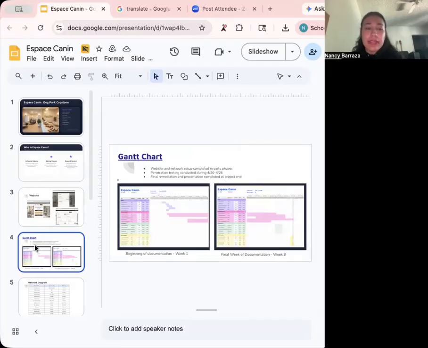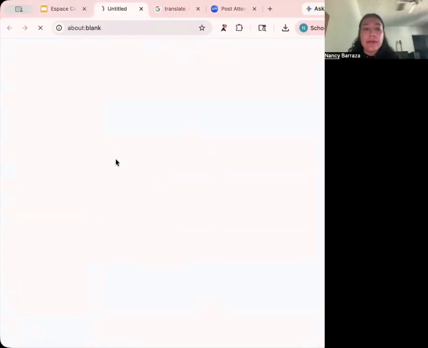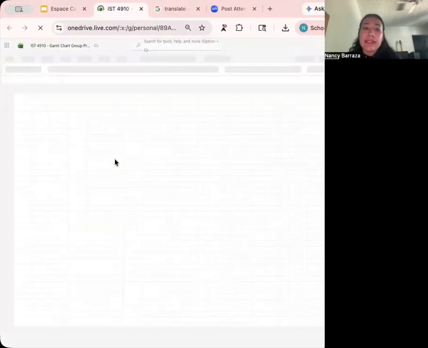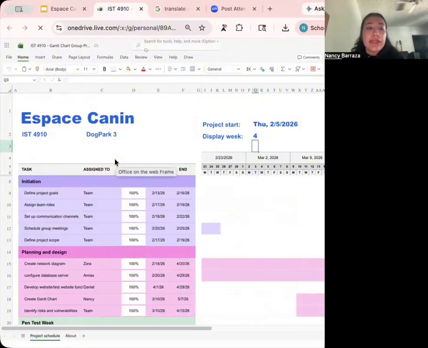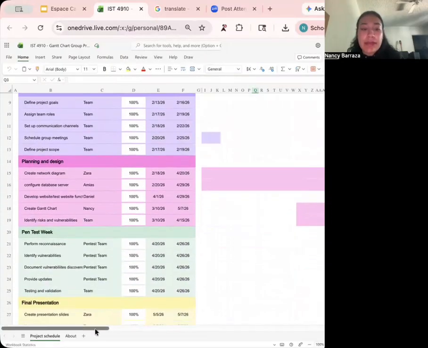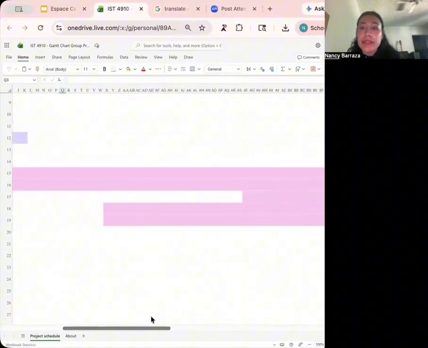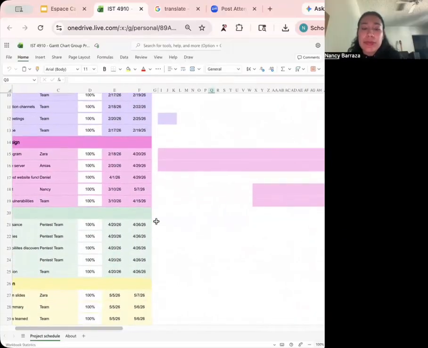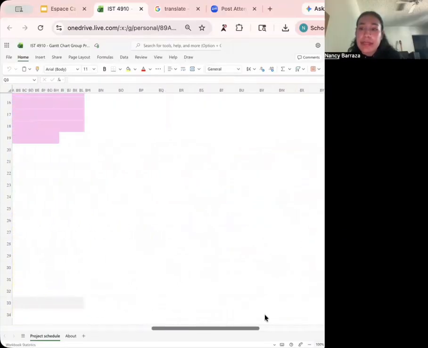So this slide shows the timeline of our project over 8 weeks. In the beginning, we focused on planning, setting up the virtual environment, and building the website and network. During the middle stages, penetration testing was conducted to identify any weaknesses. The final focuses were more on documentation, troubleshooting, and preparing for our final presentation.